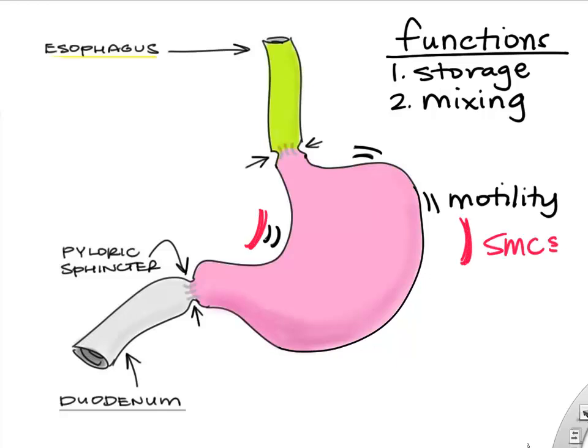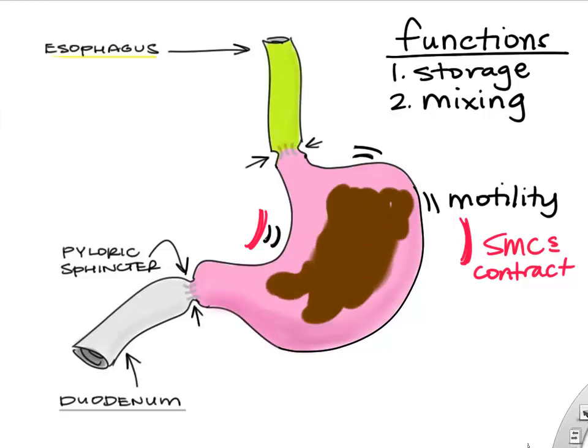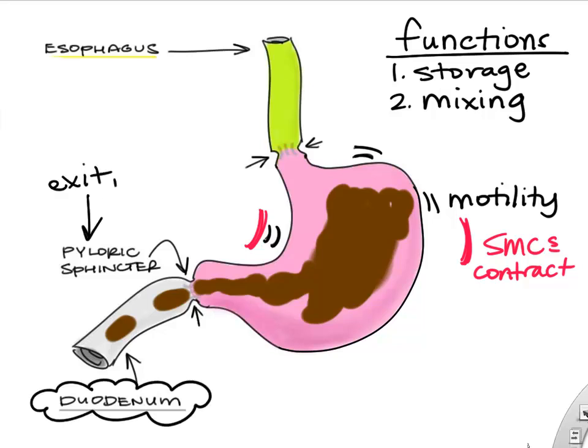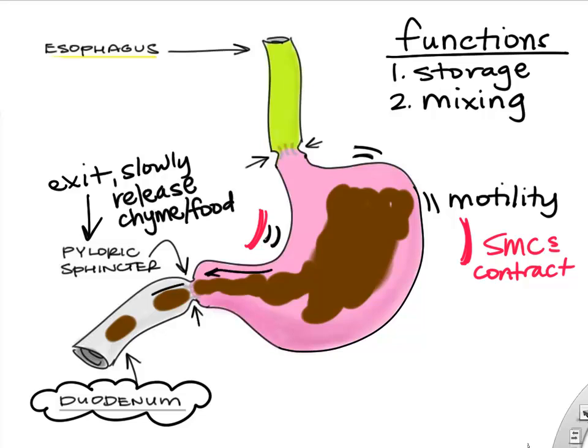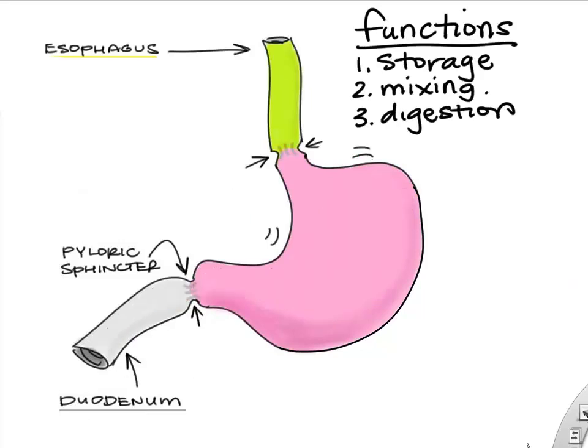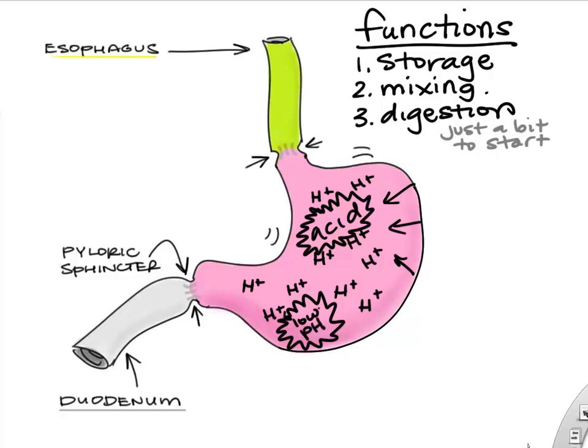So we call contraction of our digestive tract motility. So that motility is going to mix up that food, and then every once in a while it'll squirt a little bit of food through that pyloric sphincter and into your small intestine. So the pyloric sphincter is the exit from the stomach to the small intestine. And it's important that that be regulated so you don't get too much food moving out of your stomach into the small intestine. The stomach also does some digestion using acidity.